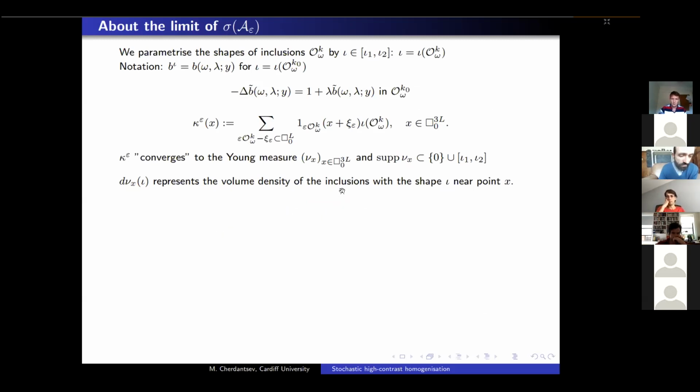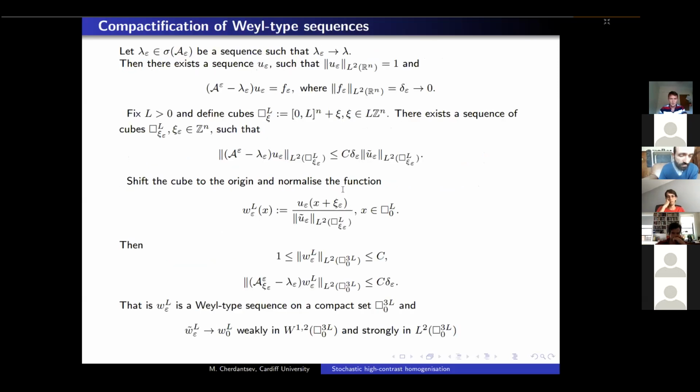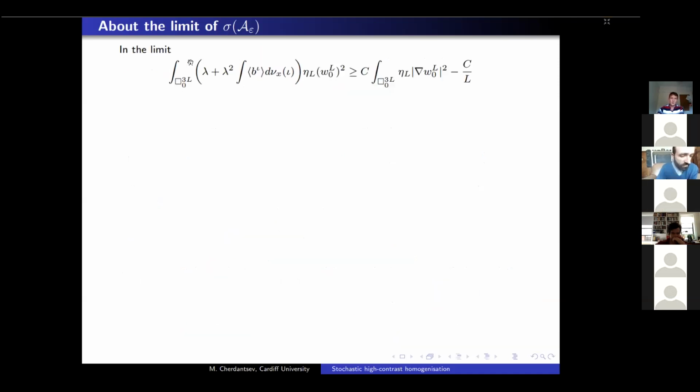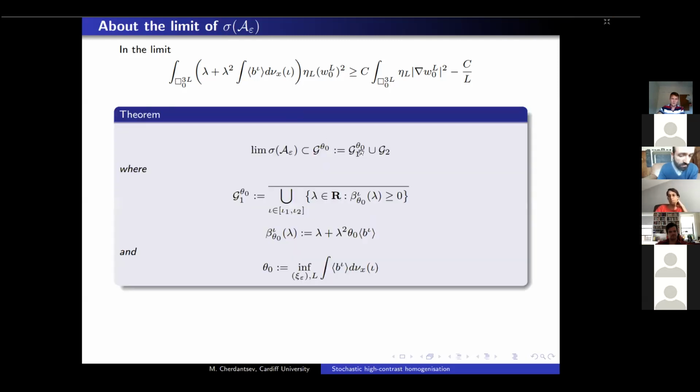Let us go slightly back. If you consider that bound, you can write it as an equation with a small right-hand side. Multiplying by a test function, W epsilon tilde, times a cutoff function, so that you can integrate by parts, look carefully at what happens there, and pass to the limit, in the limit you obtain this inequality where L is the size of the cube. This bit here is positive, and this goes to 0 if you let L go to infinity. Hence, we conclude that this is positive. This gives us a condition on the point lambda, which is the limit of the sequence lambda epsilon. And this is the theorem that we have.